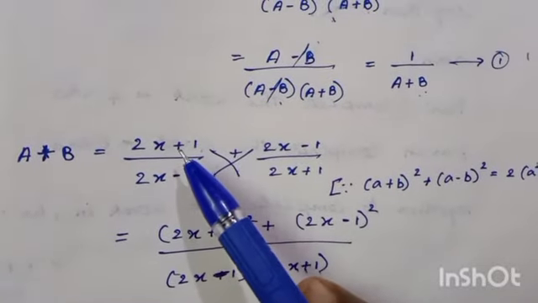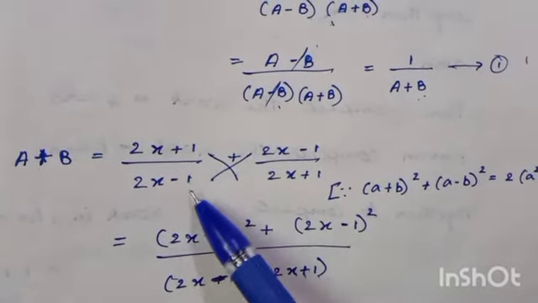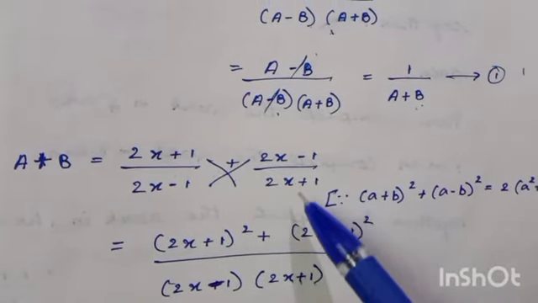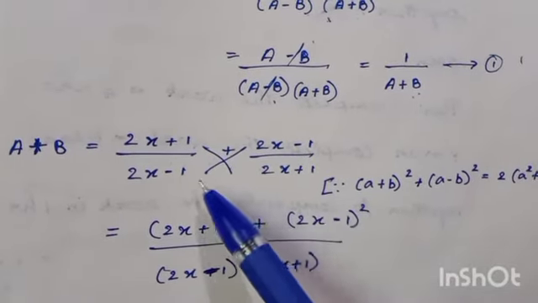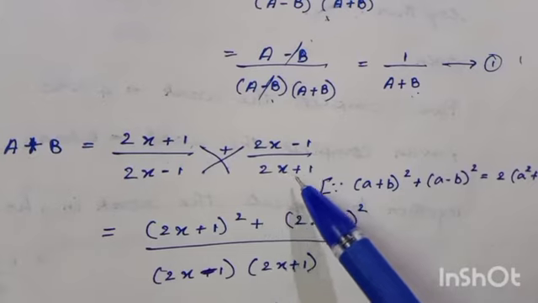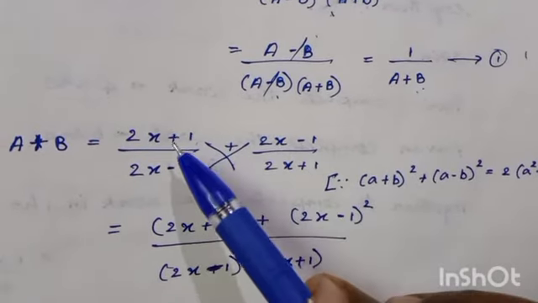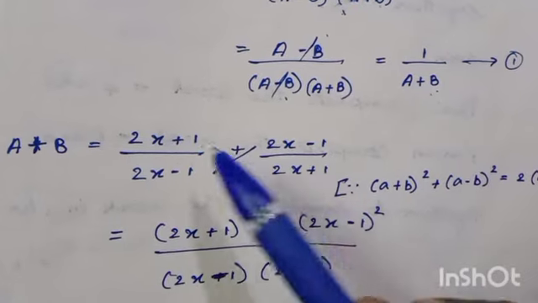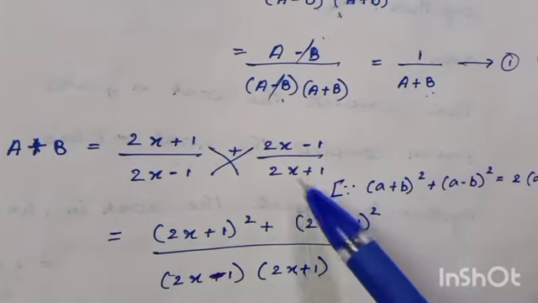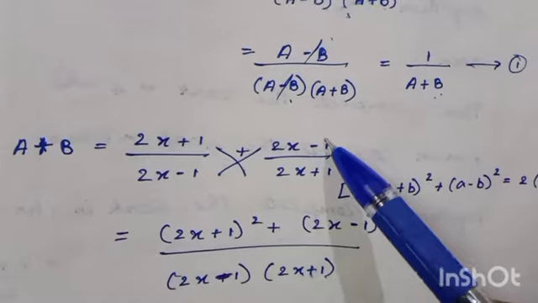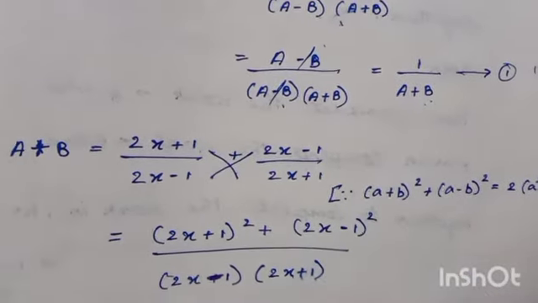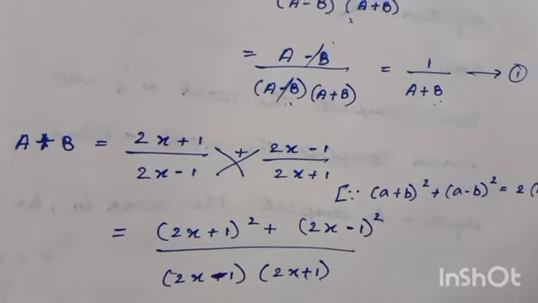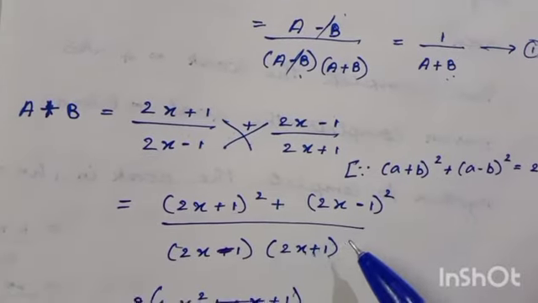The a value given in the question is 2x plus 1 by 2x minus 1, and the b value is 2x minus 1 by 2x plus 1. So you have to make an LCM, that is 2x minus 1 into 2x plus 1. Here we can use cross multiplication, or otherwise use the LCM 2x minus 1 into 2x plus 1.